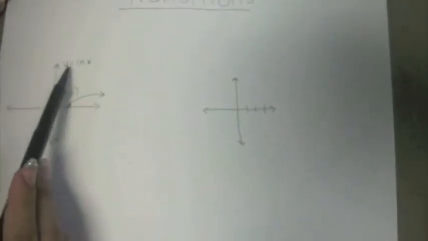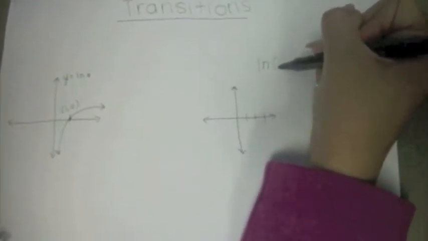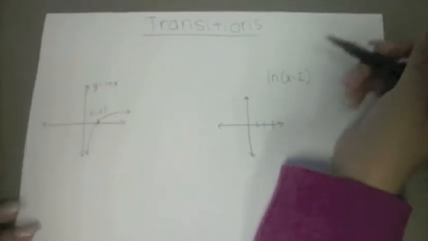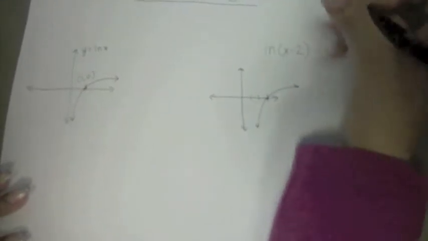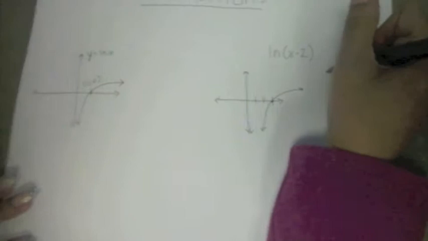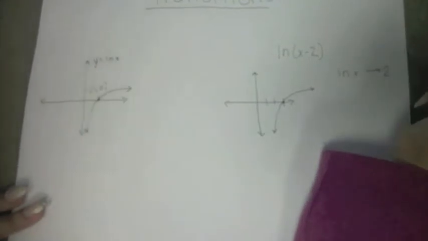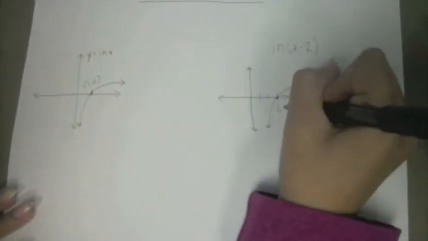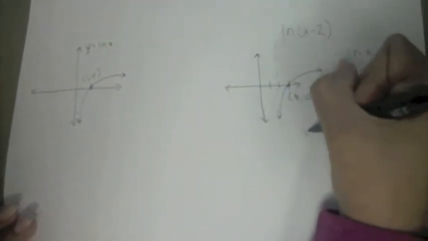Here we are going to describe transformations of log graphs. Let's say you have the natural log of x, and here's the graph. Let's say you have natural log of x minus 2. This would mean we move it to the right 2 units. The x-intercept of y equals natural log of x minus 2 is (3, 0), and the vertical asymptote is located at x equals 2.